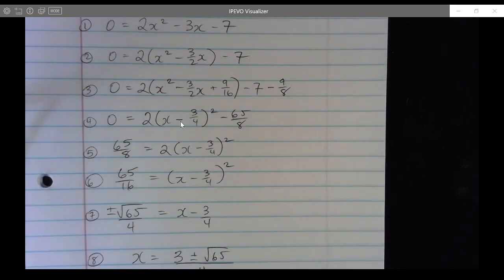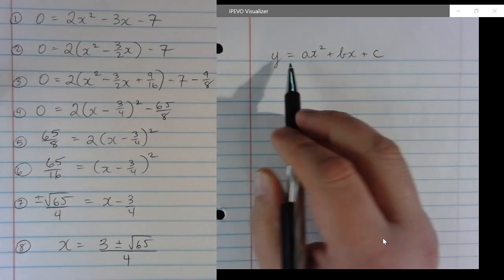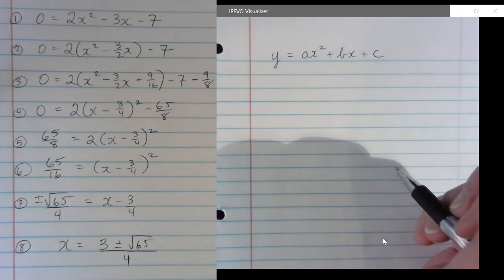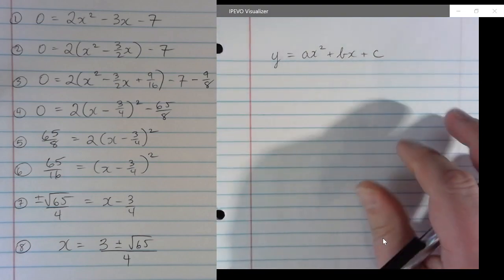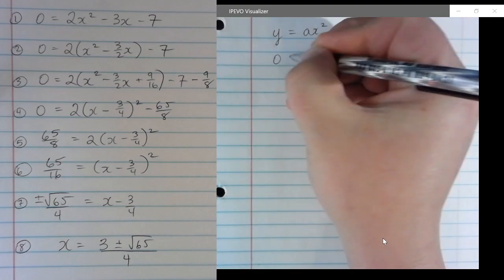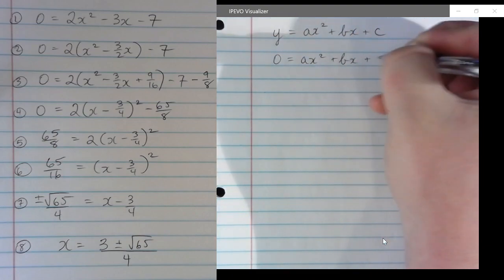And here's what we're going to do with that. We're going to take the example that we just did, and we're going to do every one of those 8 steps to an equation without any numbers. Here is the general standard form of a quadratic, right? y equals ax squared plus bx plus c. All right, so what did we do in step 1? In step 1, we set y to 0 because we're looking for the x-intercept. So let's do that. 0 equals ax squared plus bx plus c.